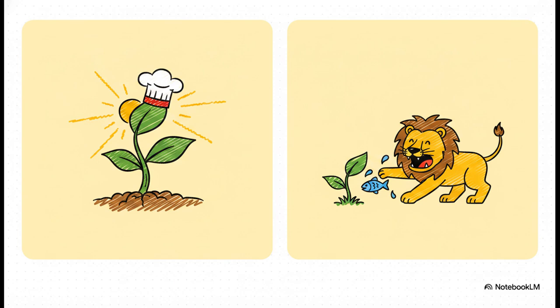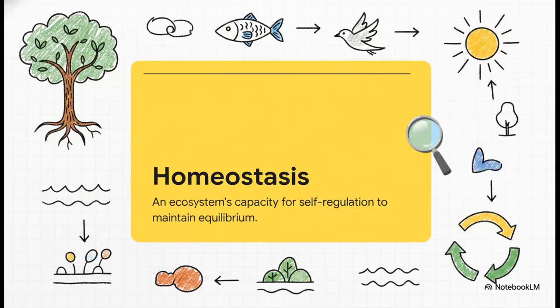What's super fascinating to me is that when an ecosystem is running smoothly, it has this amazing capacity for self-regulation. It naturally regulates its own species structure and functional processes to maintain a stable state of equilibrium. In ecology, we call this incredible balanced state homeostasis. But that begs the question, what happens when one perfectly stable ecosystem suddenly crashes into another?